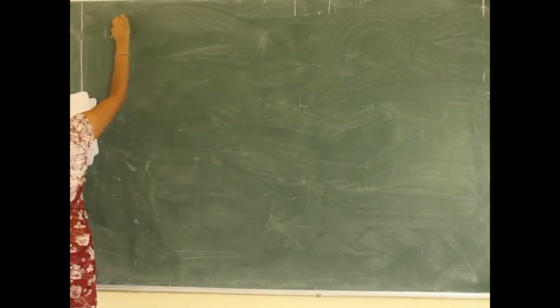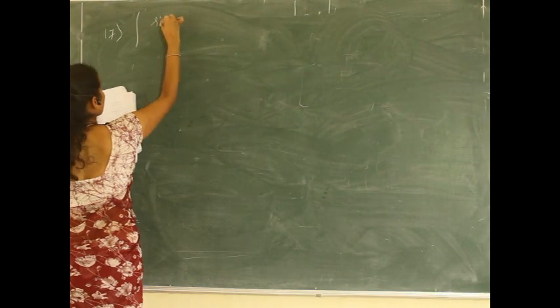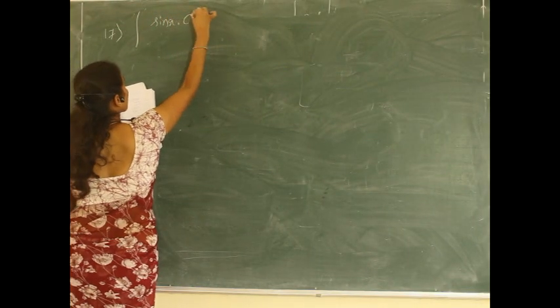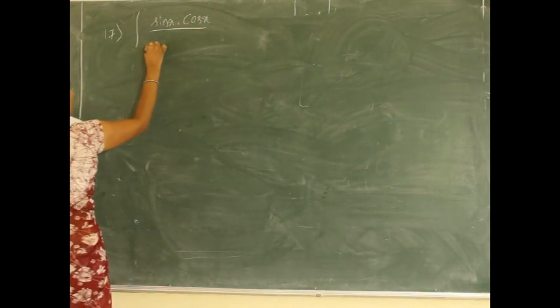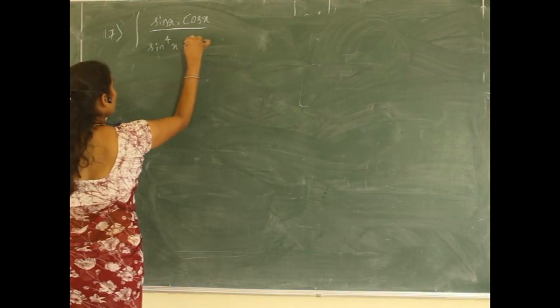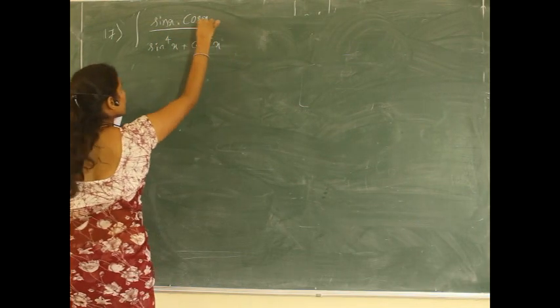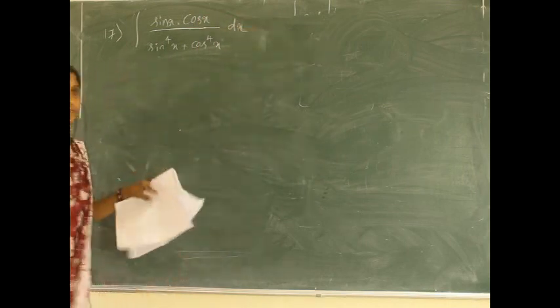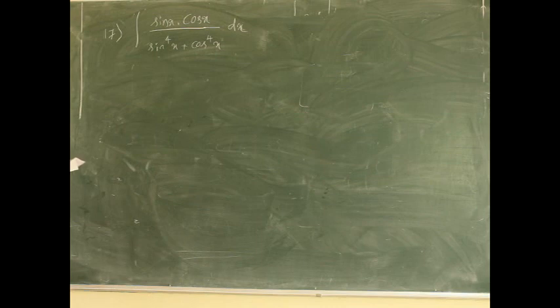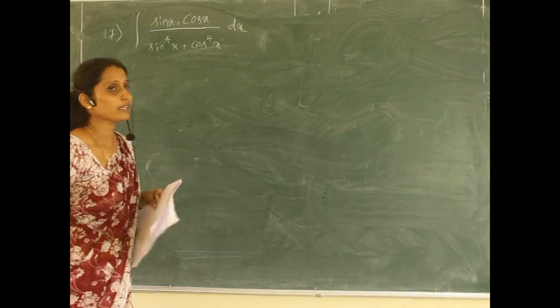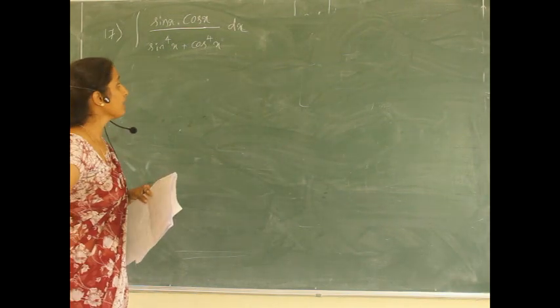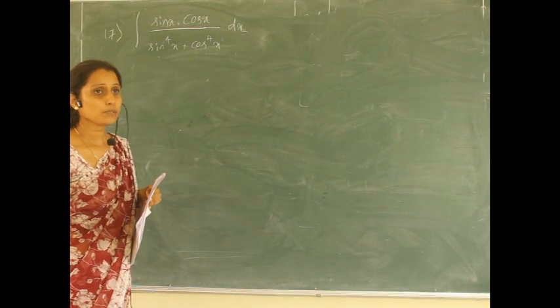Next one, the 17th one. Integral of sin x into cos x divided by sin power 4x plus cos power 4x dx. So how can we simplify this? We don't have any connections, only terms in sin and cos are given. So what we'll do is, in the denominator I'll take cos power 4x outside.